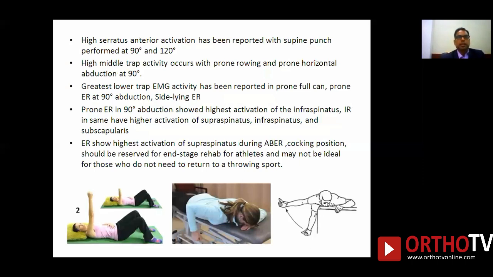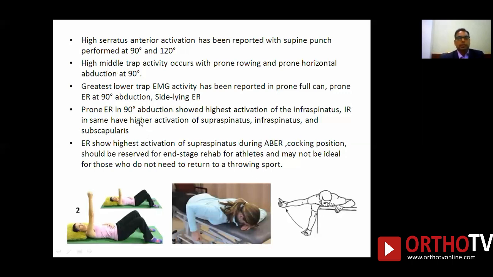High serratus anterior activation has been reported in the supine punch performed at 90 and 120 degrees of position like this. This can be started in the early phase of rehabilitation. While the middle trap activity occurs with the prone rowing or prone horizontal abduction at 90 degrees, this can be started in the intermediate stage of rehabilitation. The greatest lower trapezius activity has been shown in the prone full can exercise or sideline external rotation.